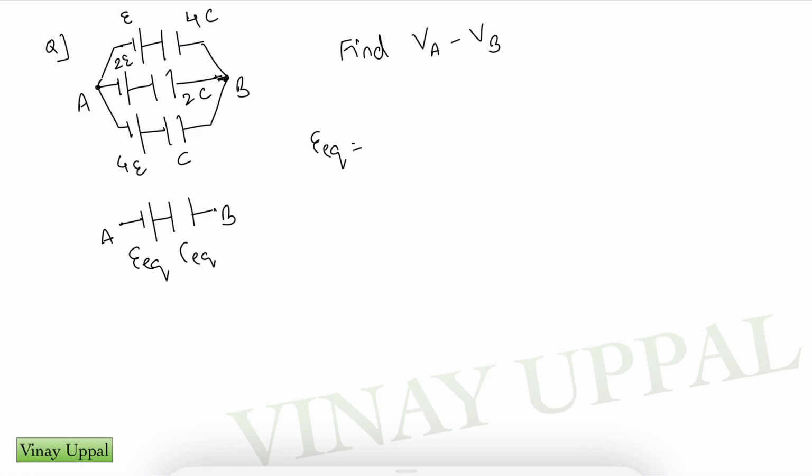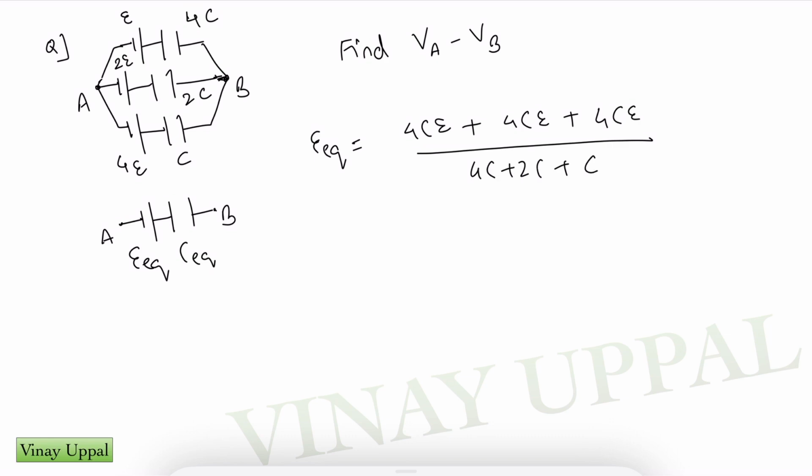So my E equivalent will come out to be, the formula was C1 E1, which is 4CE for the top branch, plus C2 E2, so again 4CE, plus C3 E3, again 4CE, divided by C1 plus C2 plus C3. So 4C plus 2C plus C. So this will be 12E divided by 7. So this is my E equivalent across A to B.